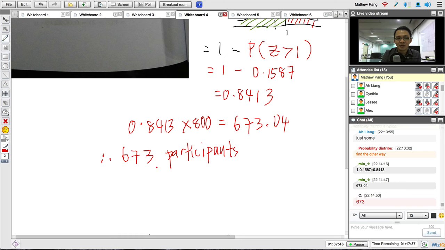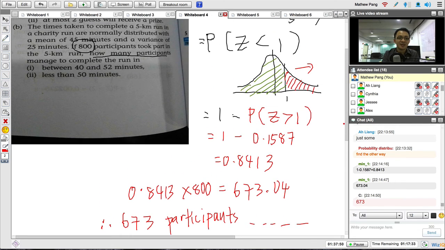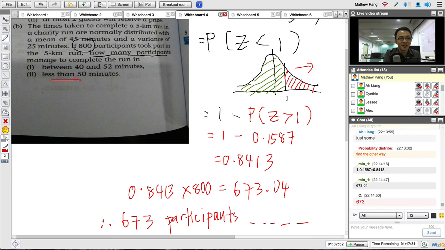So when you get the answer, you always need to understand the meaning of your answer. When I say less than 50 minutes, it means we got 673 participants who can complete the run in less than 50 minutes. Alright, this is the meaning.